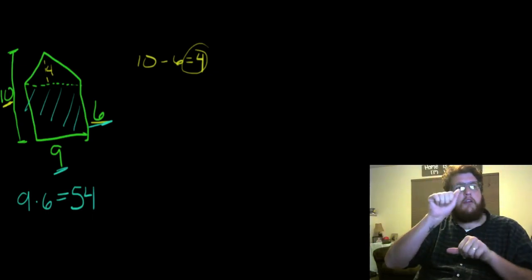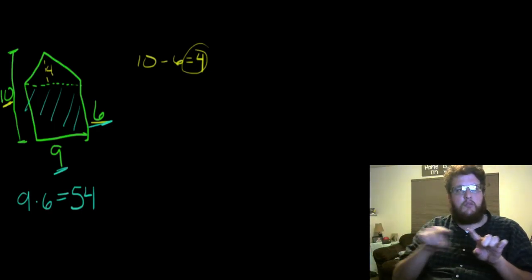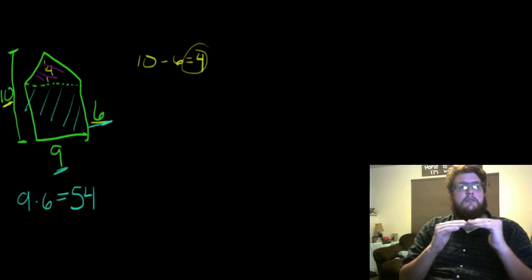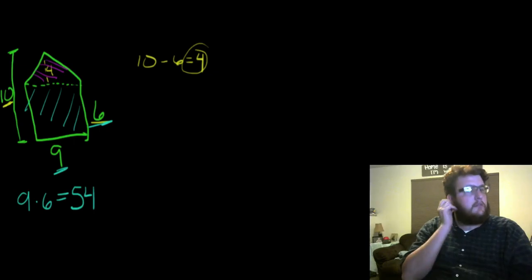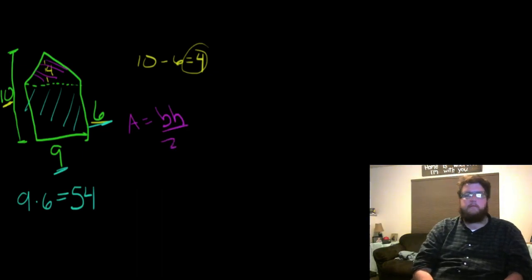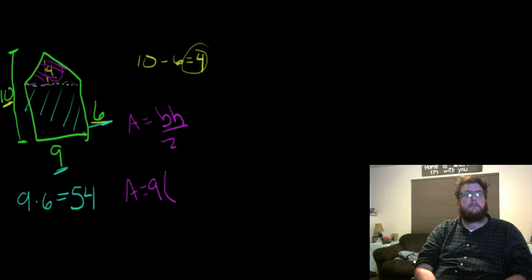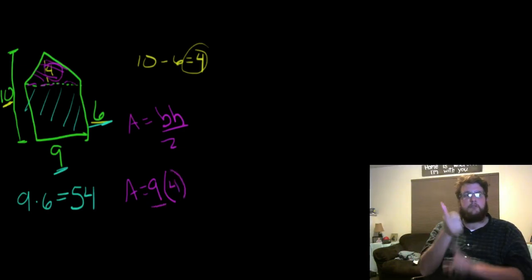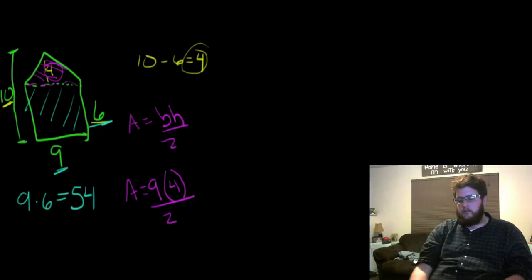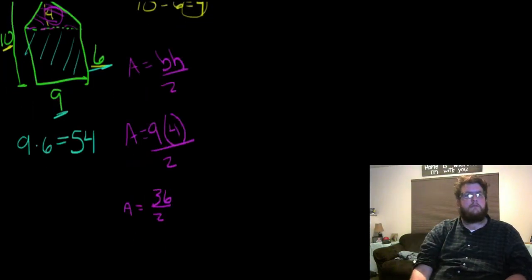And if you recall from our work in math, the area of a triangle, how am I going to do this? Let's see. We'll do it this way. The area of a triangle is equal to base times height divided by 2. And I know that my base here is 9. And I know that the height we already decided is 4. 9 times 4 is 36. And 36 divided by 2 is 18.